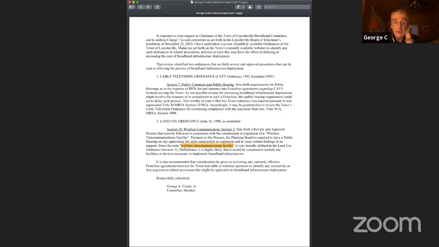The other element that I thought would be helpful to take a look at some point would be to look at our current franchise agreement with Lincolnville Television to see what's in there. Because if you look at the underlying state statute, it provides for both exclusive and non-exclusive franchises. I'm assuming that the one we have right now is non-exclusive, but someone should probably take a look at that at some point. I'm not sure there's much else that I can put forward other than I didn't find anything besides these two sections. Okay, great. Do we have any questions for George?